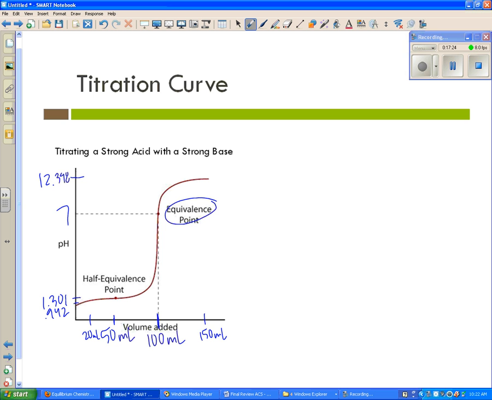This would be the picture for a strong acid with a strong base. What if we flipped it? Instead of adding a strong base to the acid, we added an acid to the base. What would the curve look like then? It would start at the top with a high pH, and it would go down. It would essentially be a reflection of that curve there.